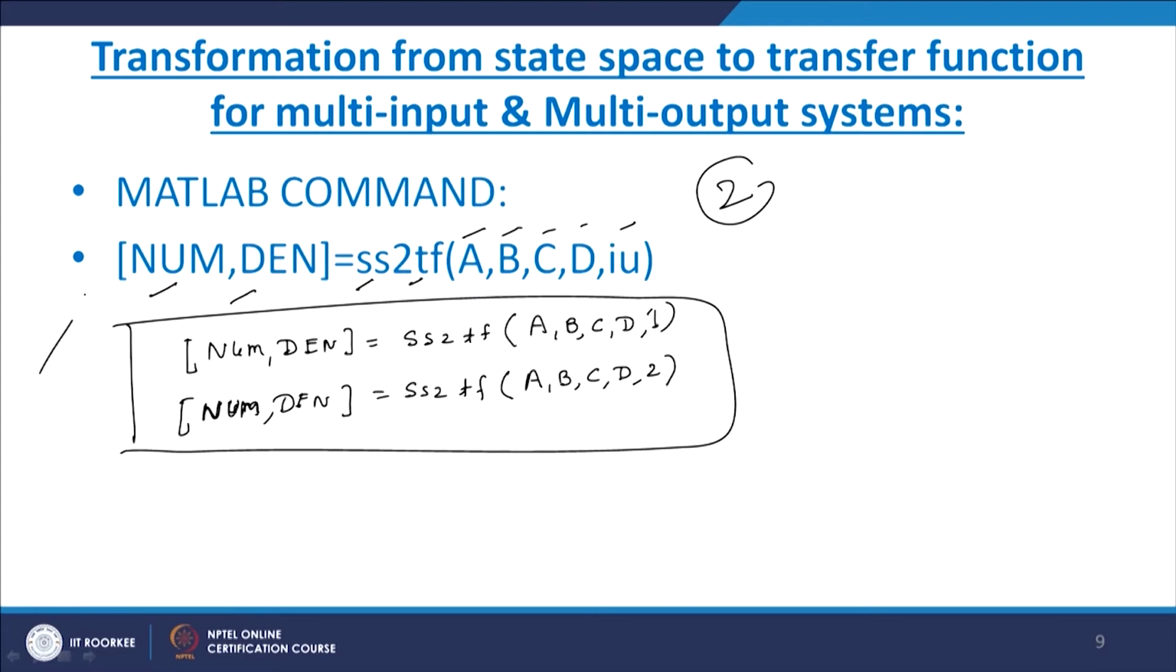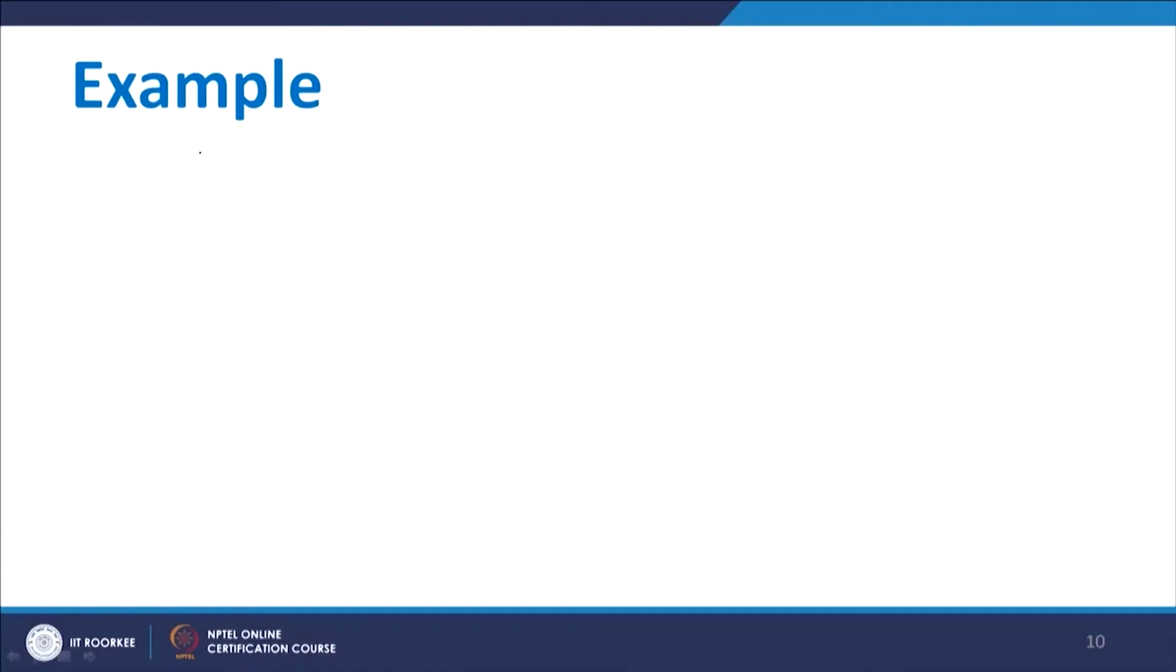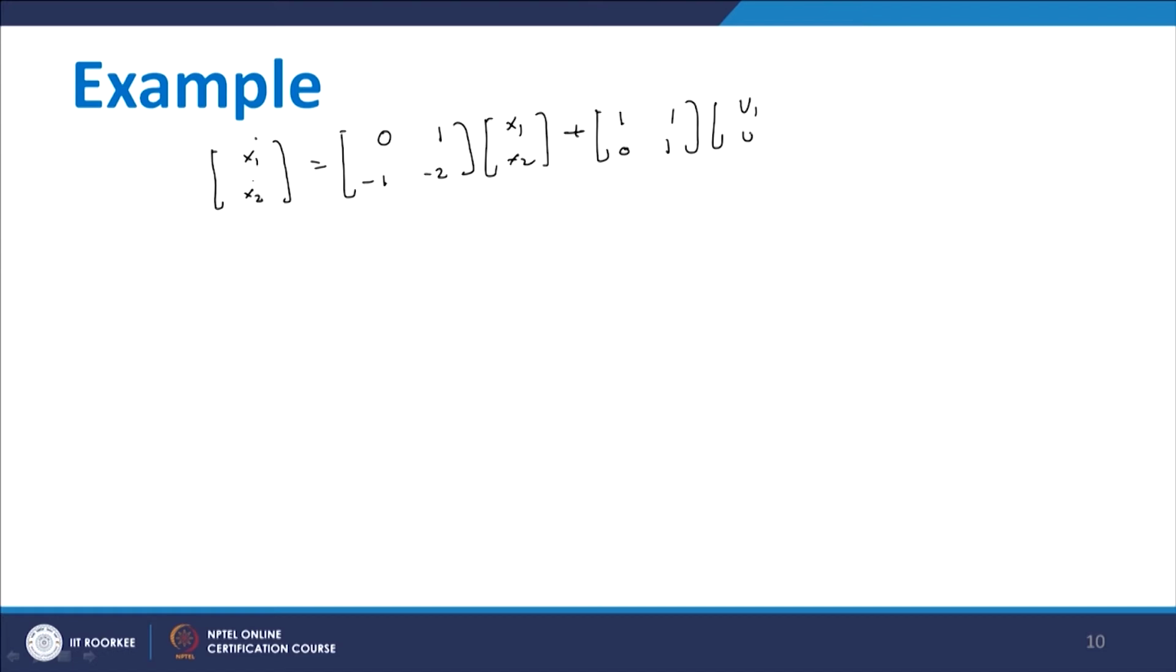Now, how to use this command? I will take an example. This is for a 2 input 2 output system, and we will see in what way we will get the result using MATLAB. Now, here x1 dot, x2 dot equals [0 1; -1 -2] times [x1; x2] plus [1 1; 0 1] times [u1; u2].